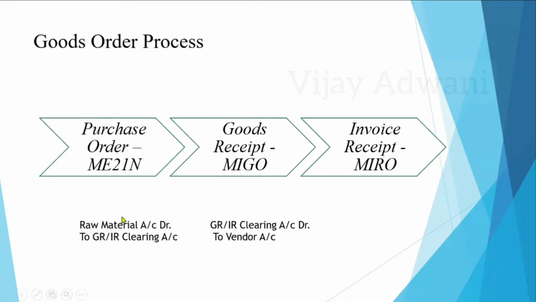So the raw materials account gets debited and the GRIR clearing account gets credited because it is a reconciliation account. This entry gets reversed: the GRIR gets debited when the invoice is received and then the vendor is credited. But at this moment, at the goods receipt level, MIGO, the raw material account gets debited to the GRIR clearing account.